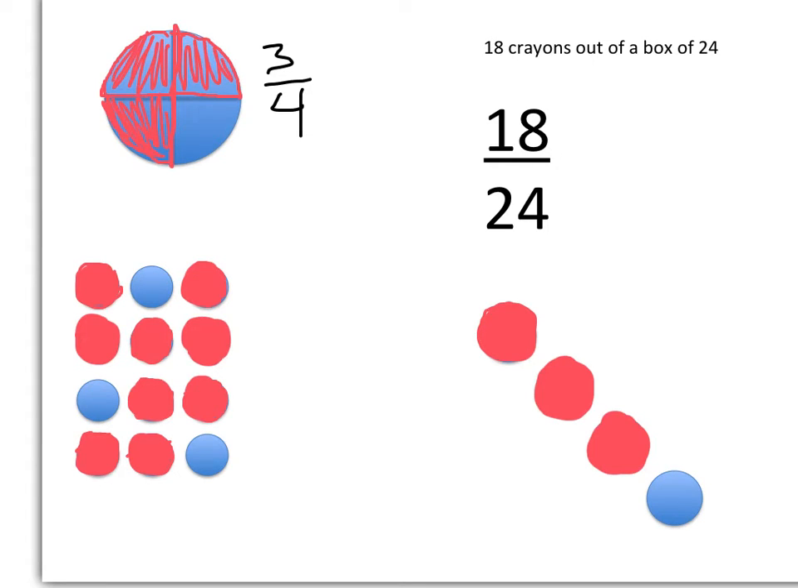18/24 is also 3/4, but we must reduce the fraction. To reduce the fraction, we must divide the numerator and the denominator by the greatest common factor, which is 6. Dividing each by 6, we get 3/4.